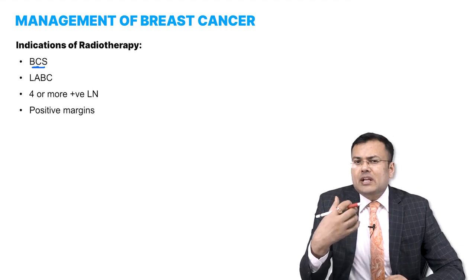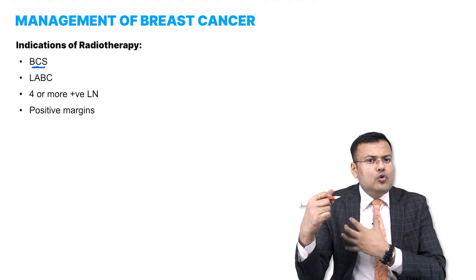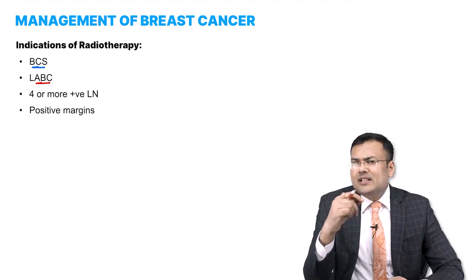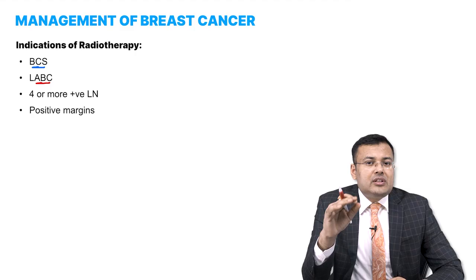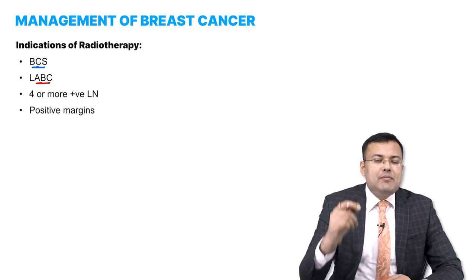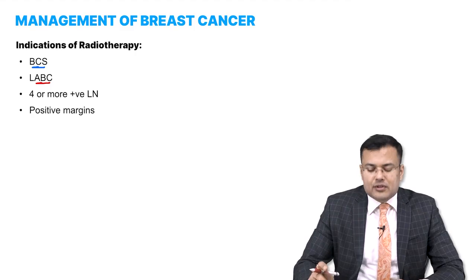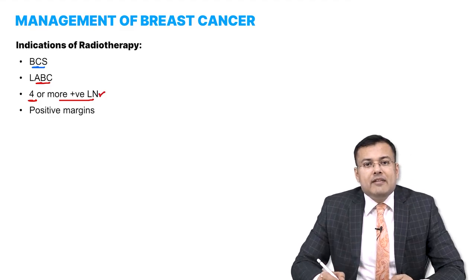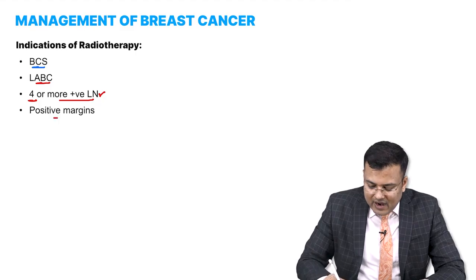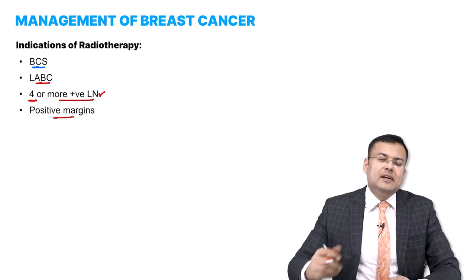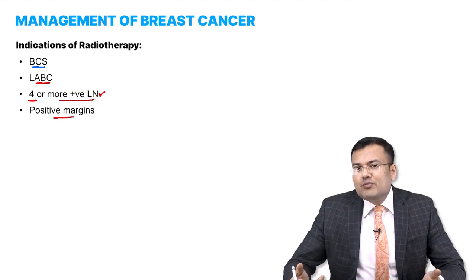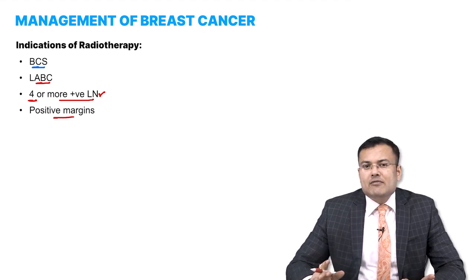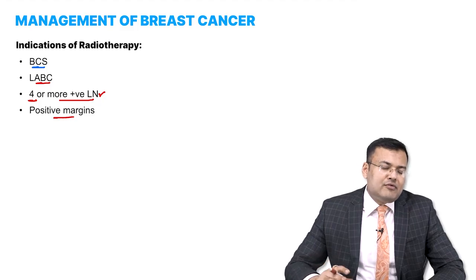Why were we giving radiotherapy in locally advanced breast cancer? Loco-regional control. In the breast cancer staging, what did you notice? We didn't mention the number of lymph nodes. So what is the importance of the number of positive lymph nodes? Whenever 4 or more positive lymph nodes are there, we give radiotherapy. And if after surgery some amount of tumor is still left, margins are positive, to kill tumor cells we give radiotherapy. So indications are breast conservation surgery, locally advanced breast cancer, 4 or more positive lymph nodes and positive margins.